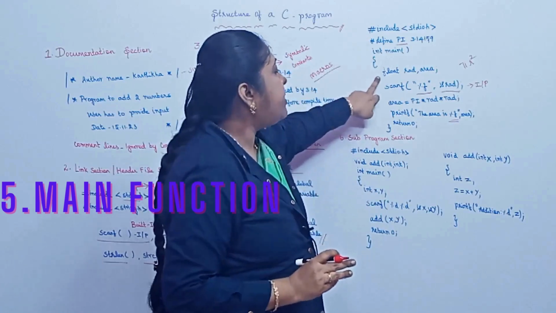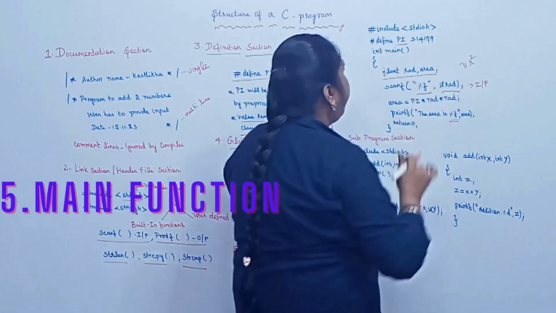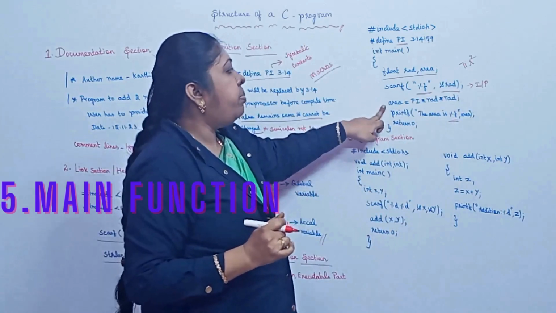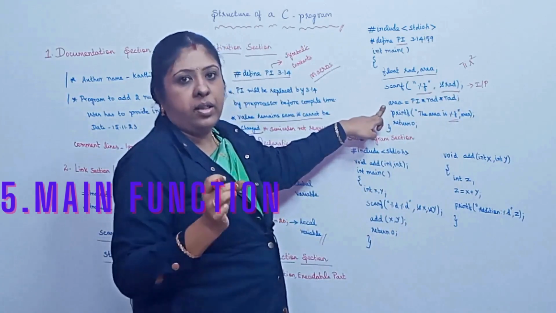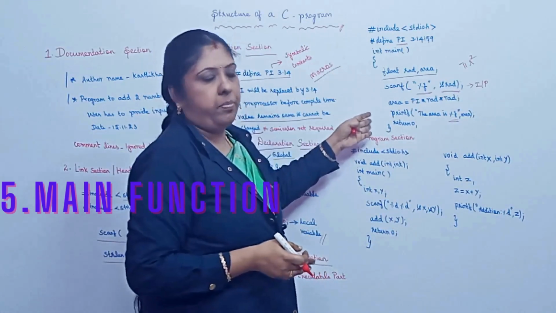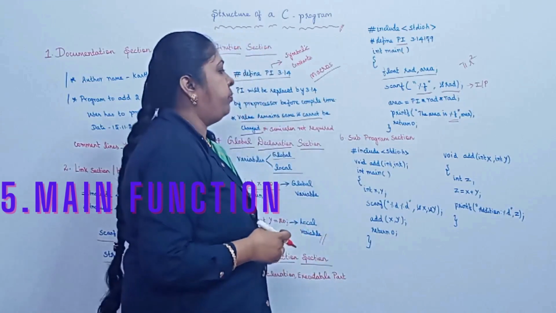Here, this is called the declaration part. This float rad, area is called the declaration part, and then area = pi * rad is called the executable part. We all know the simple things. That's all for the main function section.